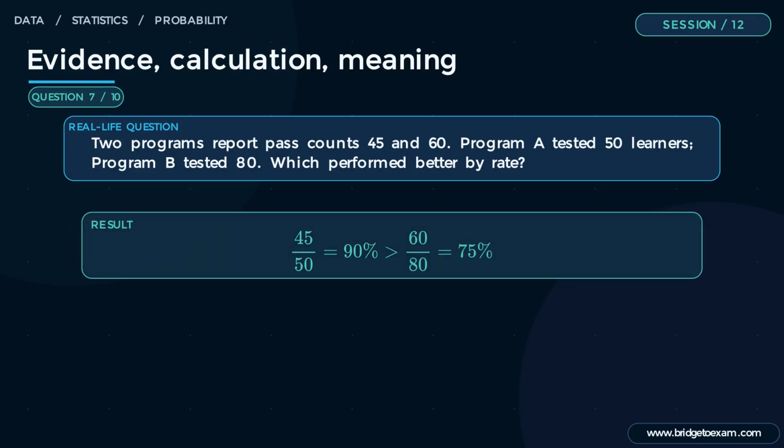Quick check. Program B has more passes only because it tested more learners. This matters in real life because training providers compare rates to account for cohort size differences.